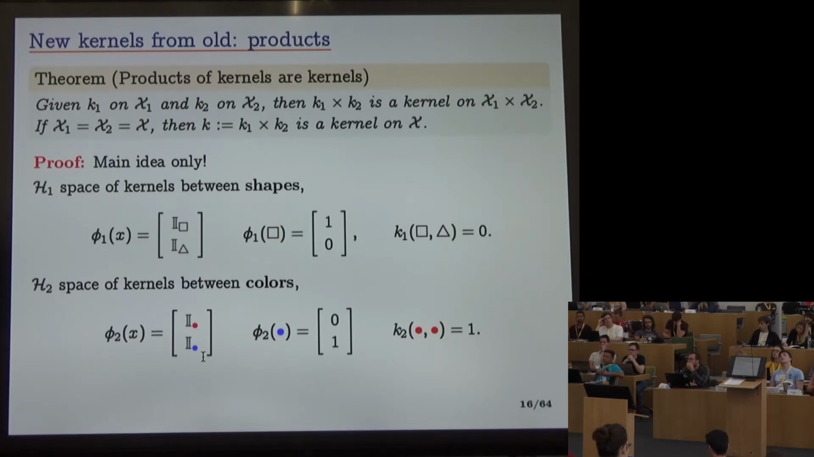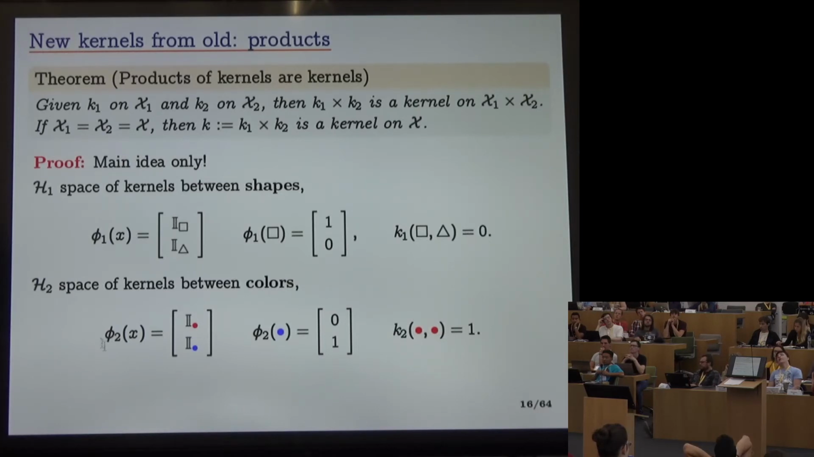Okay? So let's say I have phi1, my first feature. My first feature only tells me shape. Okay? So I've got an indicator of a square, indicator of a triangle. My world has only two shapes. It either has a square or a triangle. If I see a square, I make a 1 in the first entry, a 0 in the second entry. If I see a triangle, 1 in the second entry, 0 in the first entry. So a feature of a square is 1, 0. The kernel, the dot product between features of a square and a triangle, is 0. Kernel between square and square is 1.